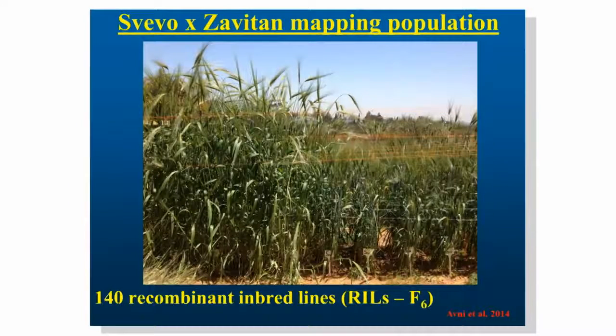To move forward and map those interesting traits, we developed a RIL population, in F6. Now it's F8. You can see there's Zavitan, the dicoccoides, wild wheat, which is very robust. The other parent is the Italian accession Svevo, which is growing very nicely here, producing high quality grains.